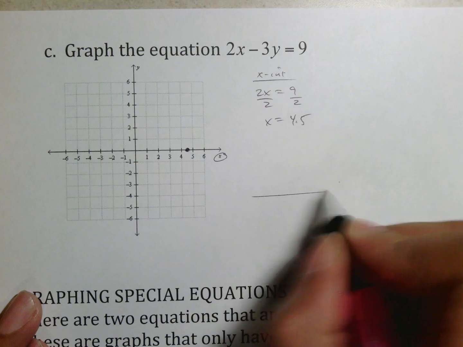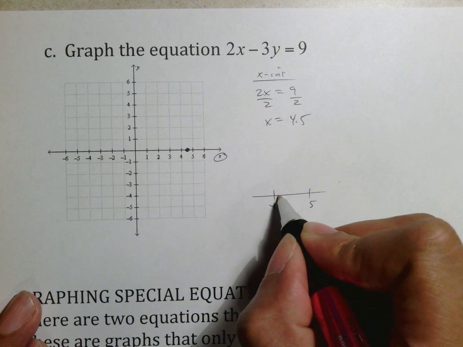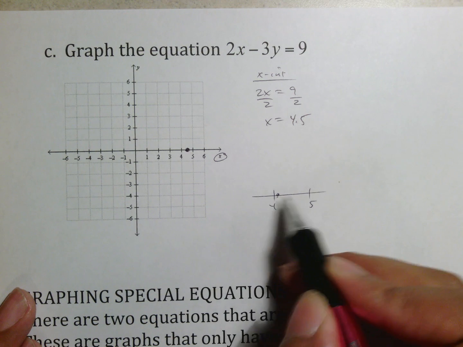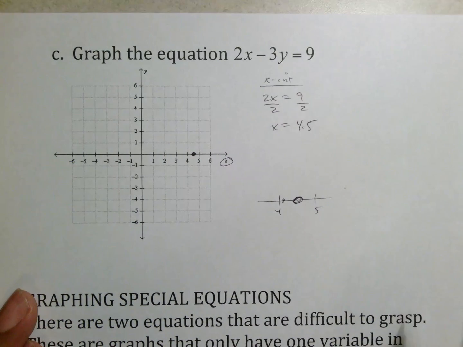But if you have a 4 here and a 5 there, and you put your dot way back here, I can't give you credit because that's definitely not 4.5. It has to be somewhere in that middle area there for you to get your credit.